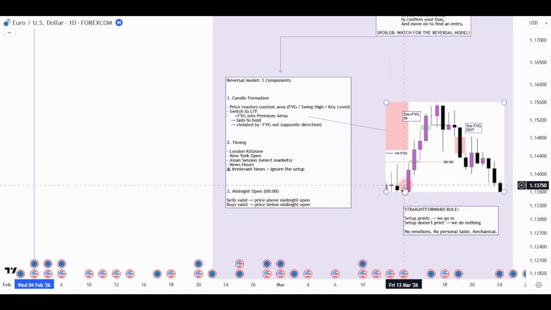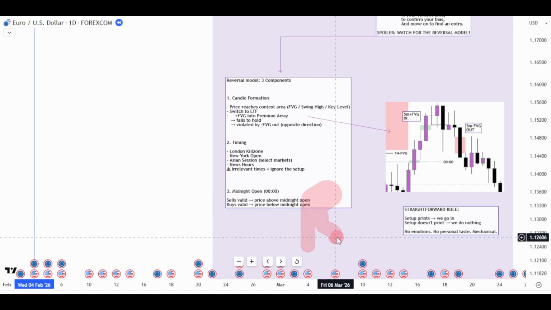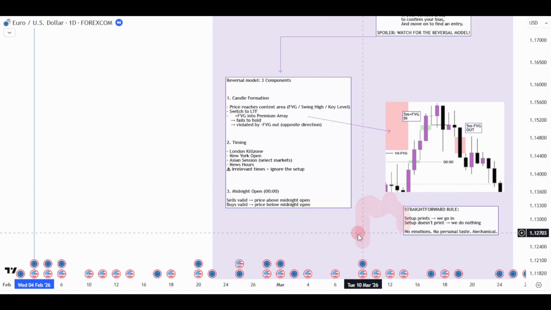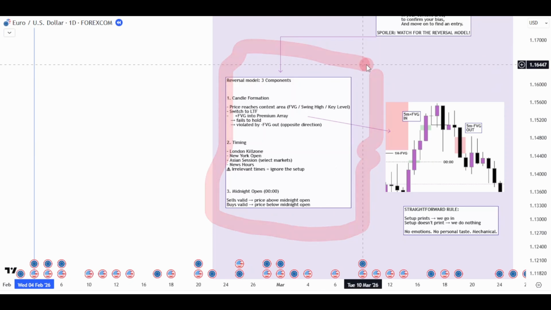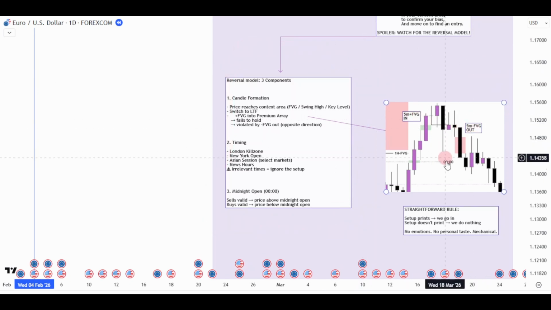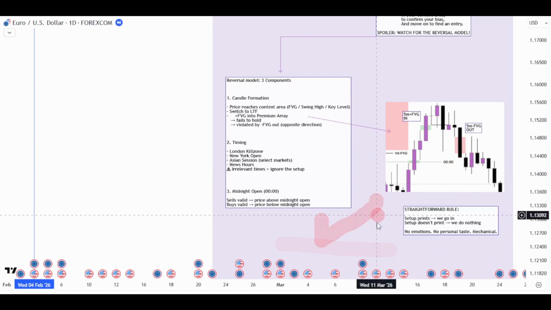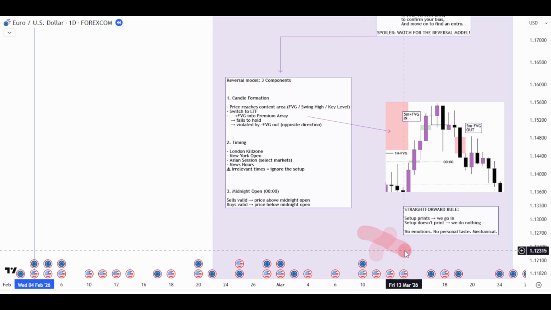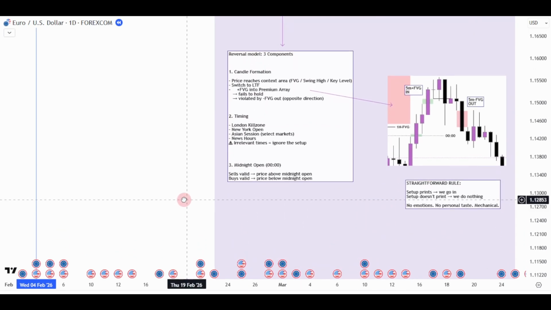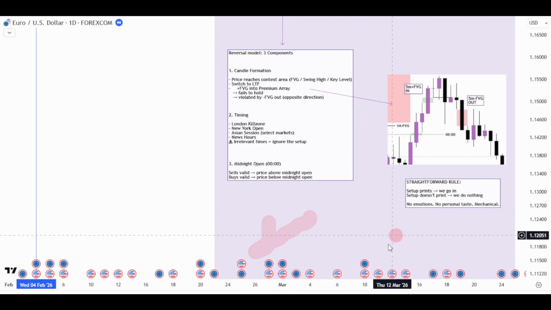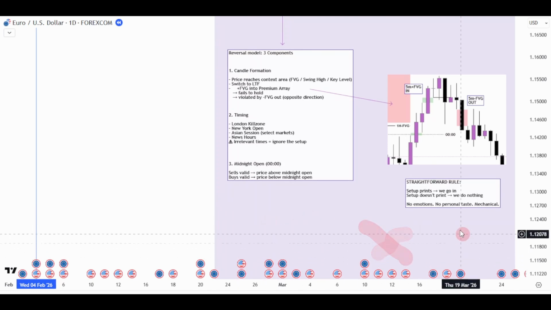And this, my friends, is the reversal model. It's really nothing fancy. It's just a set of strict rules that help you think as the candles form and looking at the right things. And we make sure that it's as mechanical as it can be without including your emotions and your personal taste. It's very simple. If it happens, we go in. If it doesn't, we don't do nada.